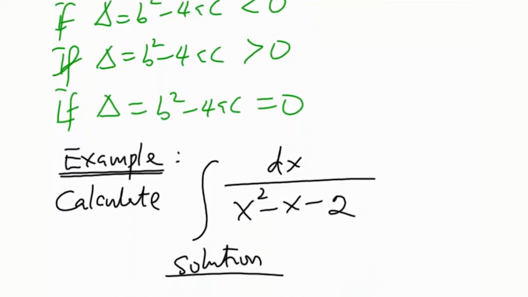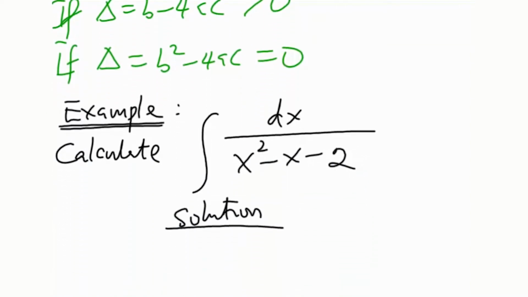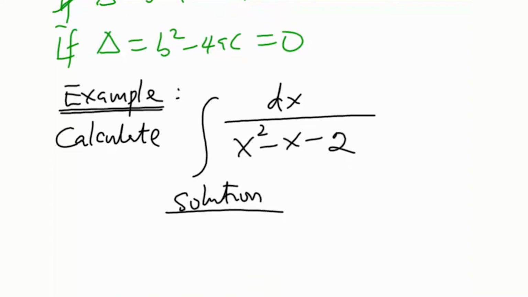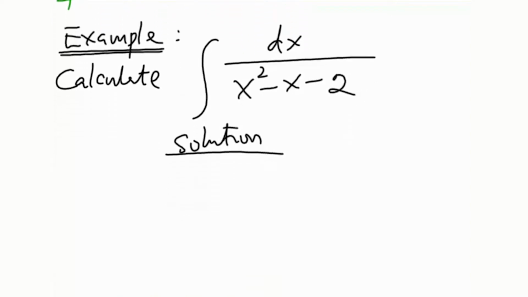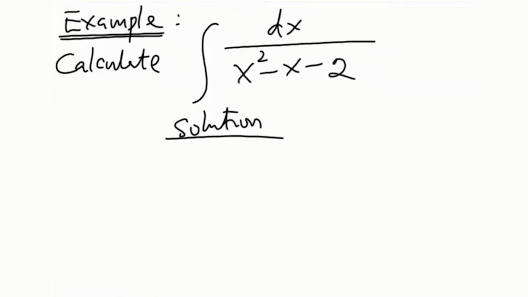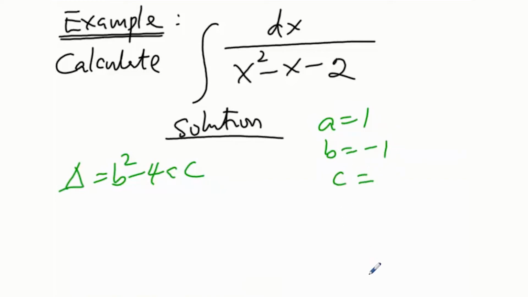Now I want to use an example to illustrate this partial fraction. Let's take a look at this question given to us here. We are asked to calculate the integral of dx over x squared minus x minus 2. The first thing we need to do is determine the discriminant, b squared minus 4ac. Here a is 1, b is minus 1, and c is negative 2.